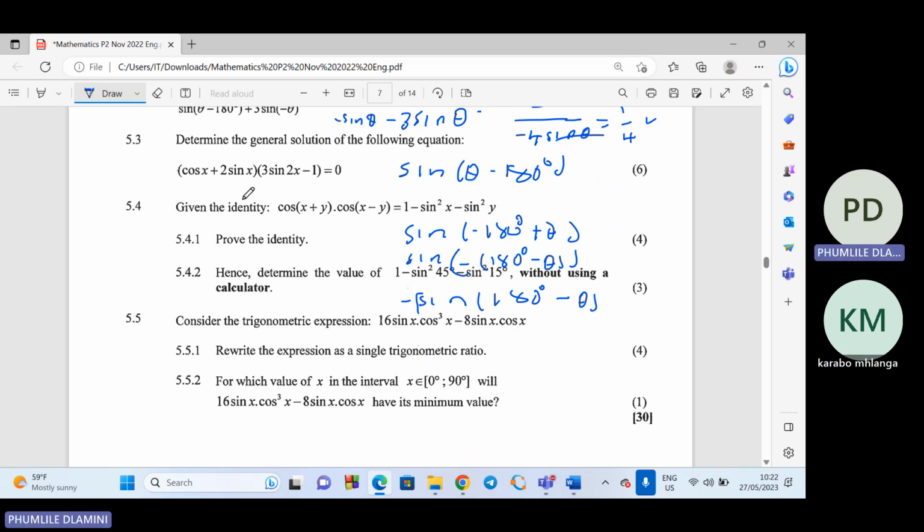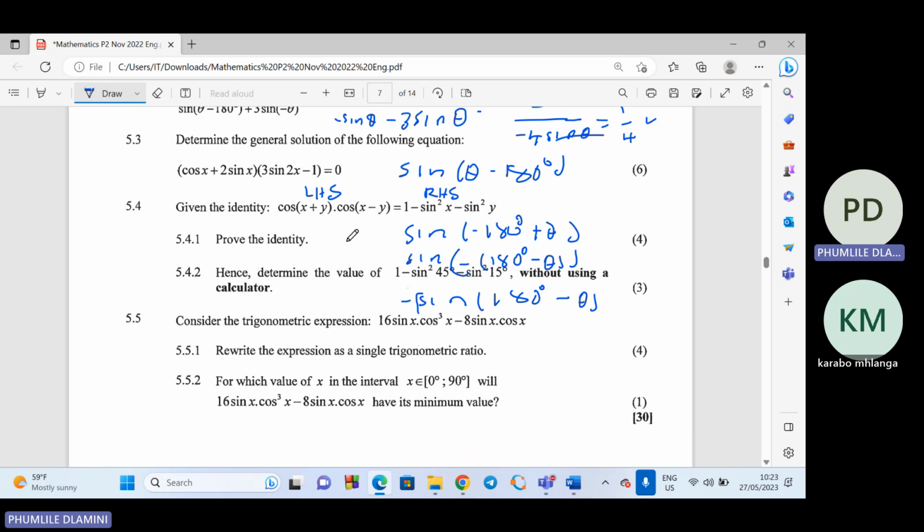So it says given the identity cos(x plus y) times cos(x minus y) equals that, prove the identity. When you prove this identity, one side we call the left hand side. The other side is the right hand side. We can write the left hand side this way, and the right hand side this way. You can take either the left hand side or the right hand side. Then when you prove, it must give you the right hand side.